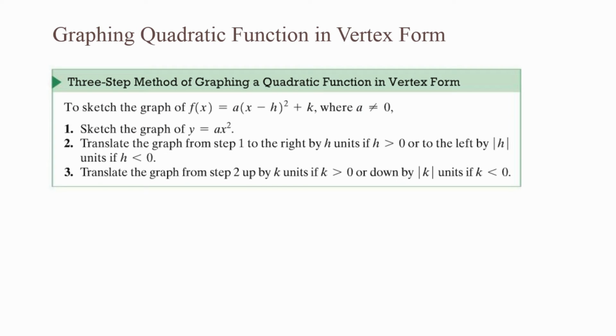Three-step method of graphing a quadratic function in vertex form. To sketch the graph of f of x equals a(x minus h) squared plus k, where a does not equal 0: Step 1, sketch the graph of y equals ax squared. Step 2, translate the graph from step 1 to the right by h units if h is greater than 0, or to the left by the absolute value of h units if h is less than 0. Step 3, translate the graph from step 2 up by k units if k is greater than 0, or down by the absolute value of k units if k is less than 0.